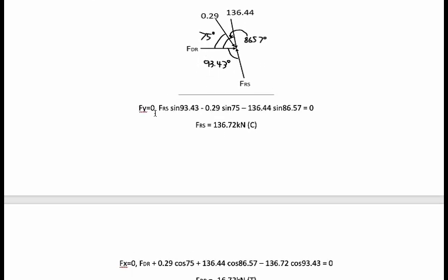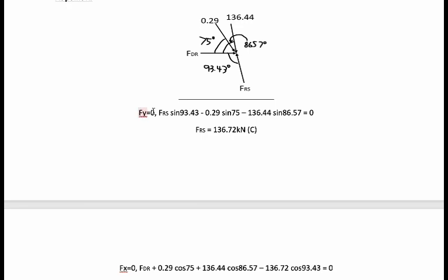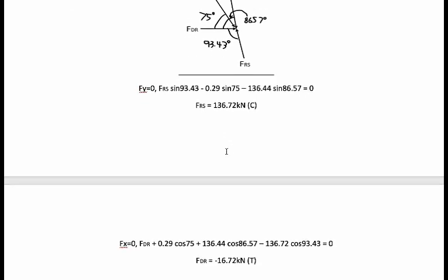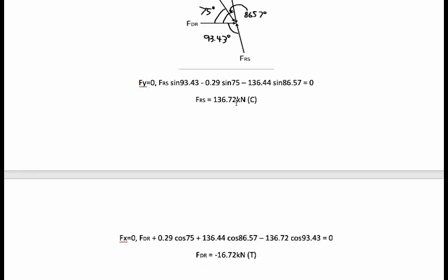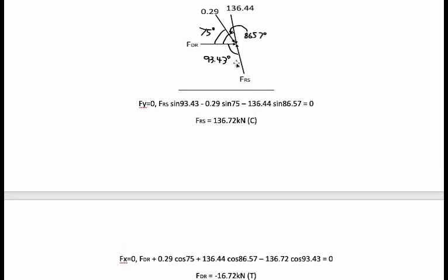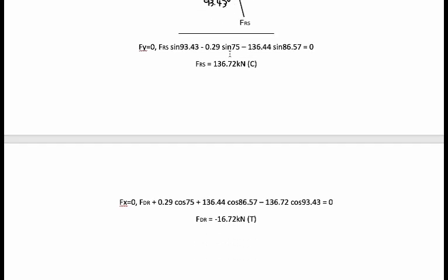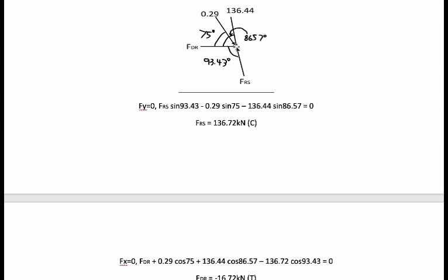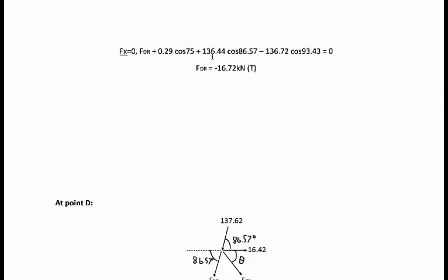again, and we do the equation of equilibrium, and the force in RS is compressive, as we can see, and all the forces here are compressive, except the force in DR is tensile as shown.